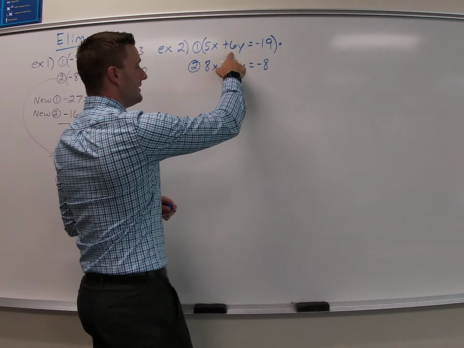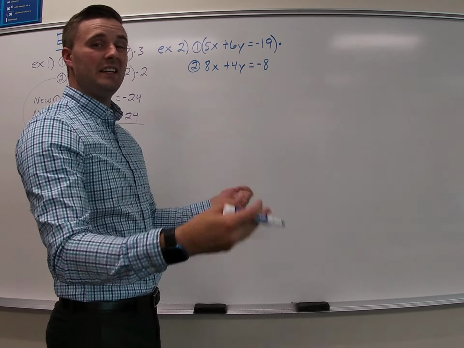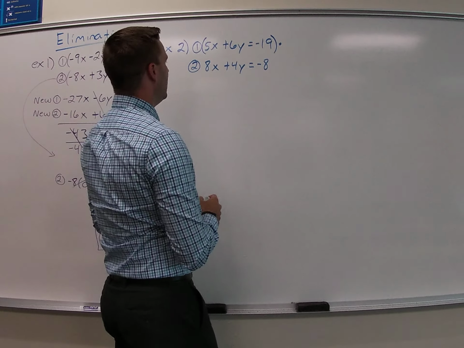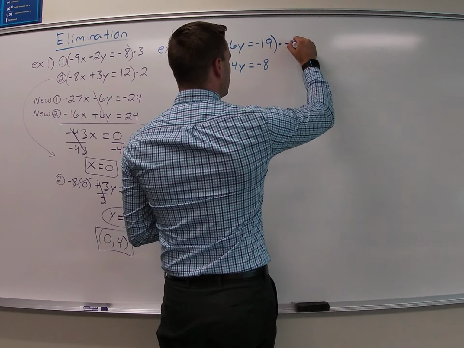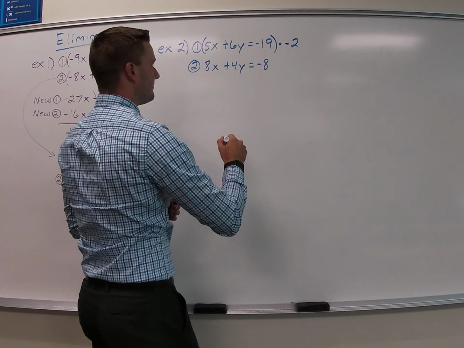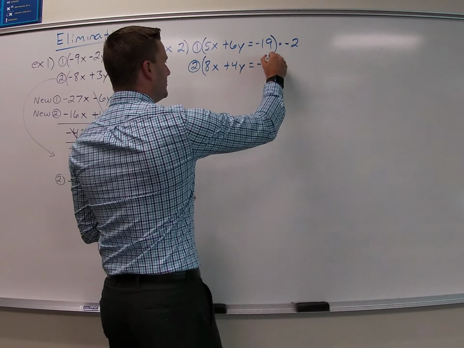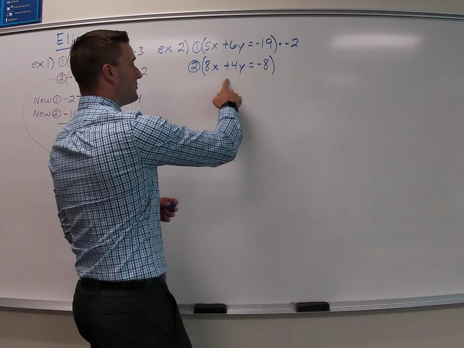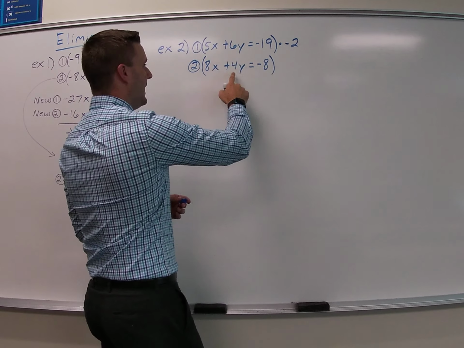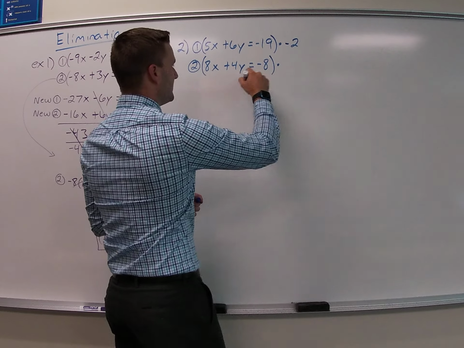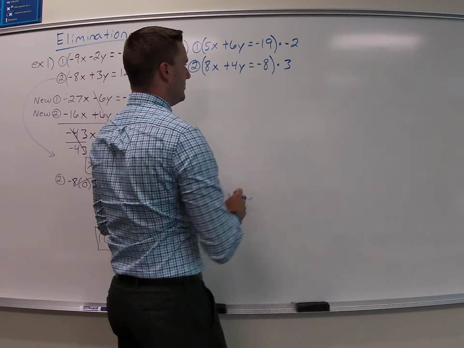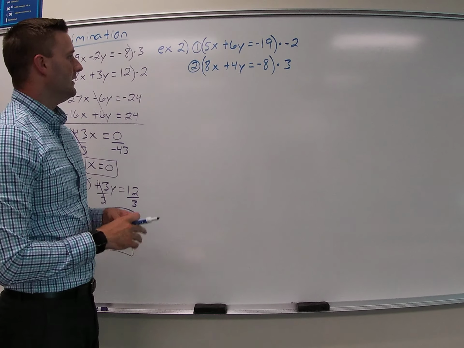So in order to do that, if I have a +6 and I want that to be a -12, I'm going to multiply by -2. Let's just do that. So times -2. And then line 2, if I want this to be a +12, because that's going to be my -12, I'm going to multiply this line by a +3 to make that equal to 12. All right, let's see what we have.